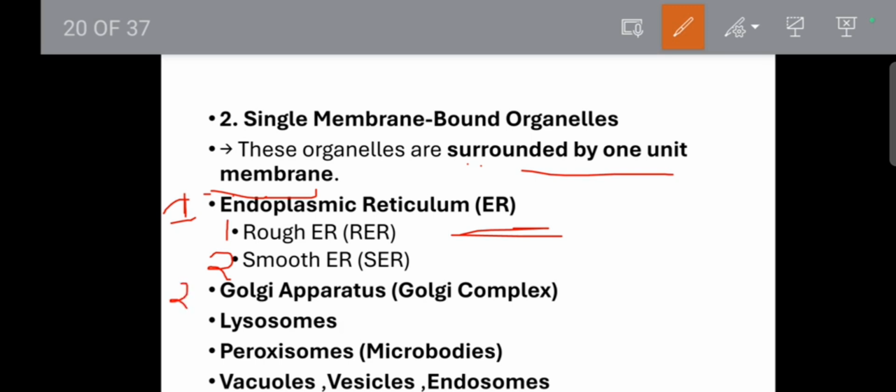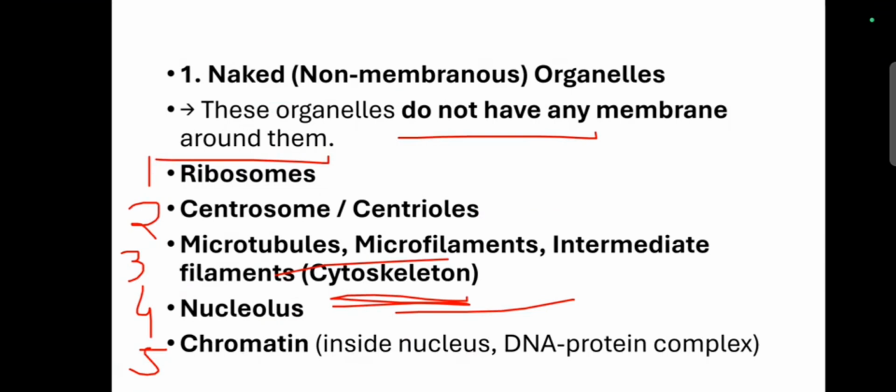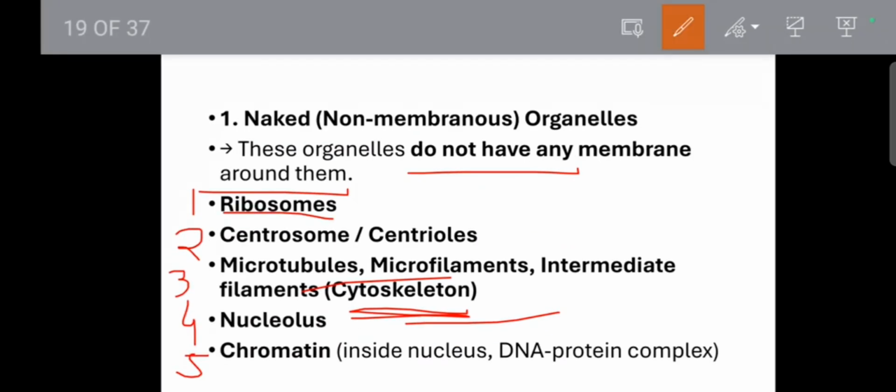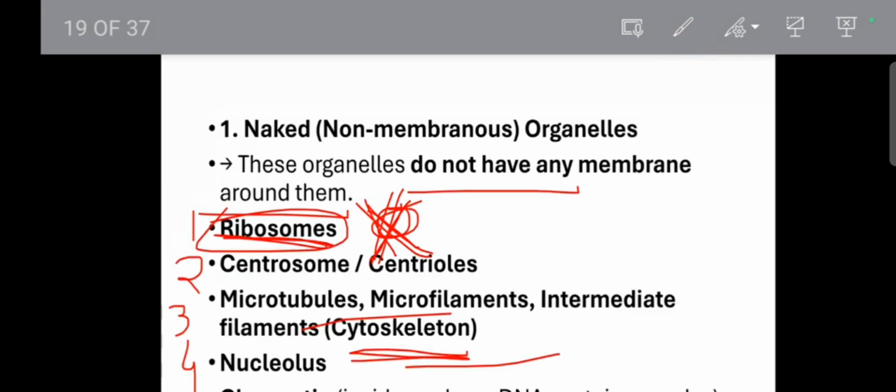Second one is the Golgi apparatus. The Golgi apparatus also has a single membrane around it. Third one is the lysosomes, one layer. Fourth one is the peroxisome, and the fifth one is the vacuoles or the vesicles or the endosomes. These are also single membranous structures. We have to remember that the lysosome is a single membranous structure formed from the Golgi apparatus, but the ribosomes are not bounded by the Golgi apparatus. These are non-membranous structures called ribosomes.